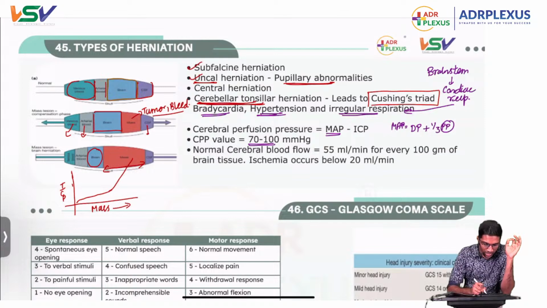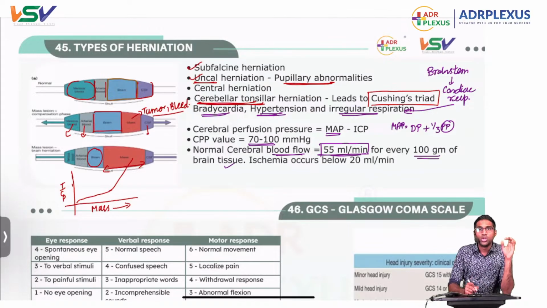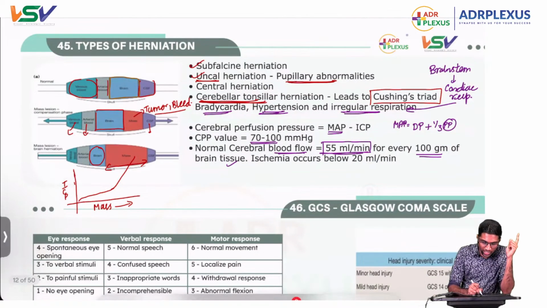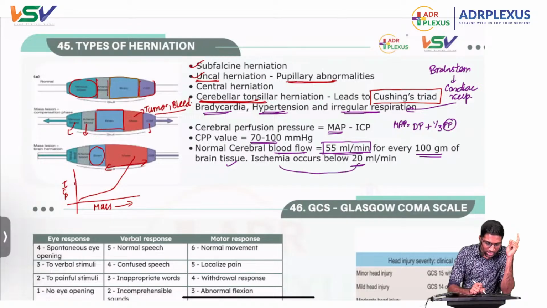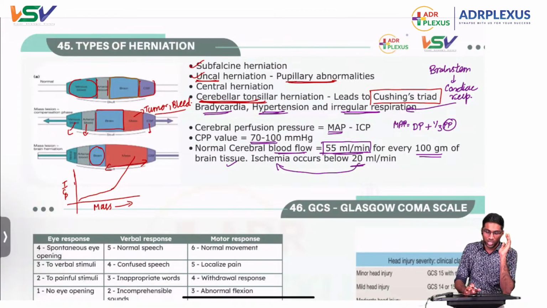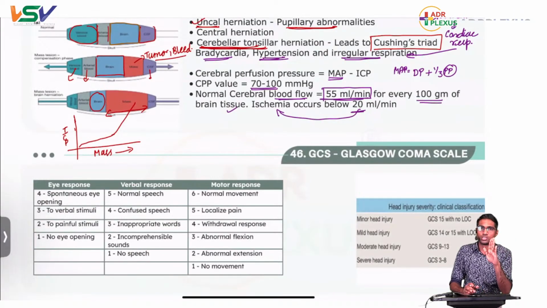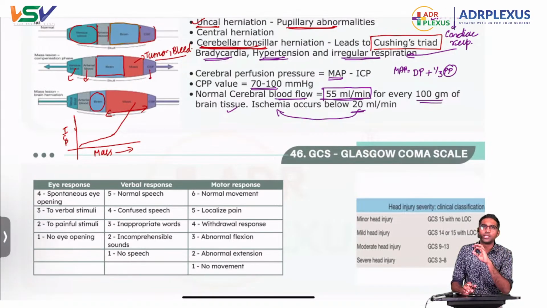So normal cerebral blood flow, this has been asked in your exams. It is 50 ml per minute for every 100 gram of brain tissue. When the level falls below 20, then only there is ischemia of the brain tissue. Now coming to the most important topic of today, the Glasgow coma scale. Every year, in NEET-PG and INI-CET, one question has been repeatedly asked in your exams. Please don't get confused and don't make silly mistakes in these.